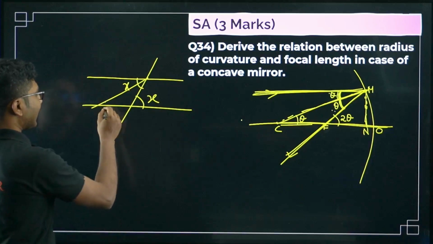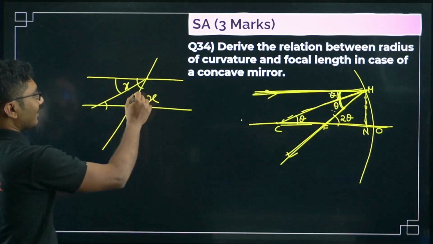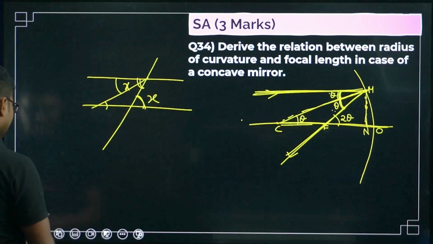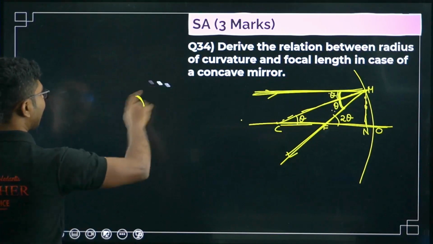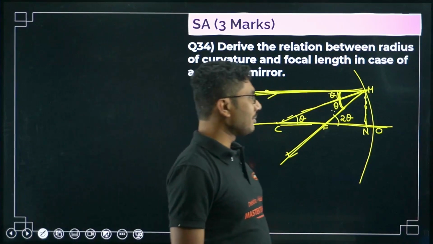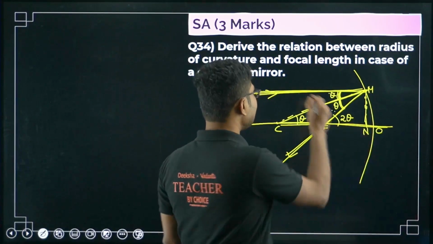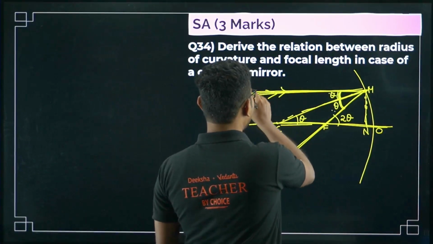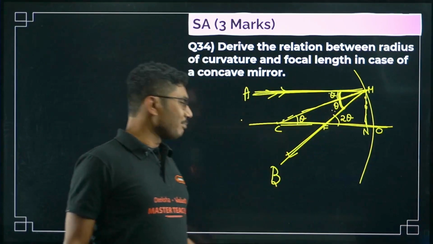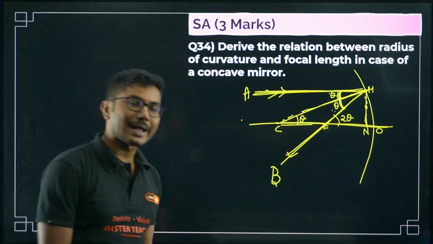Okay, so this angle will be equal to this angle, and this angle will be equal to this angle, right? So based on the bisector we can change the angles. Easy question, easy thing. Now you have to remember that the rays we are considering, AM and MB, are considered to be paraxial rays.